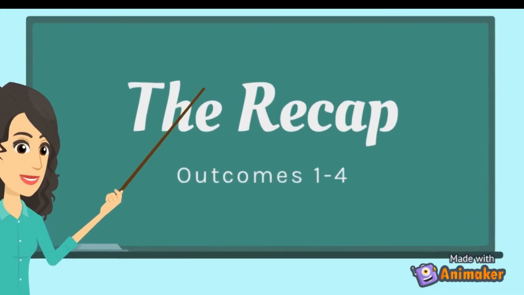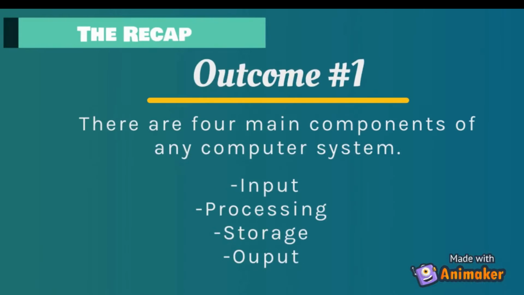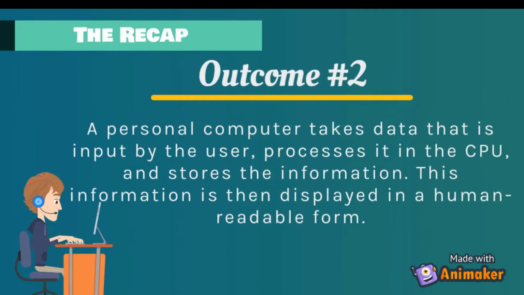We'll start off today with the recap from our previous video on outcomes 1 to 4. Outcome 1, we learned that there are 4 main components of any computer system. These are input, processing, storage, and output. We then went on to outcome 2, where we learned that a personal computer takes data that is input by the user, processes it in the CPU, and stores the information. This information is then displayed in human-readable form.